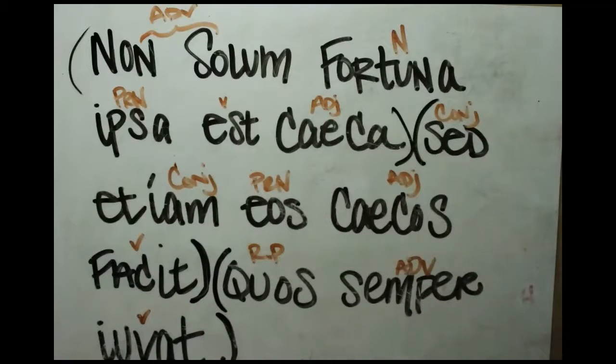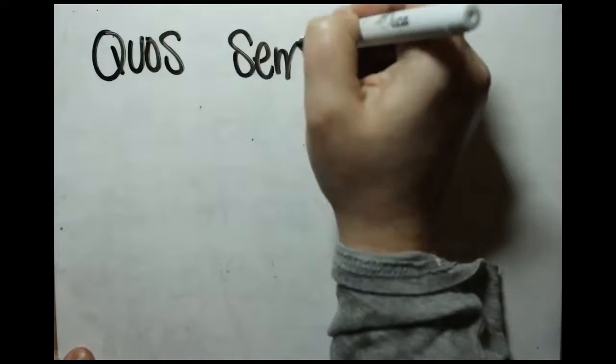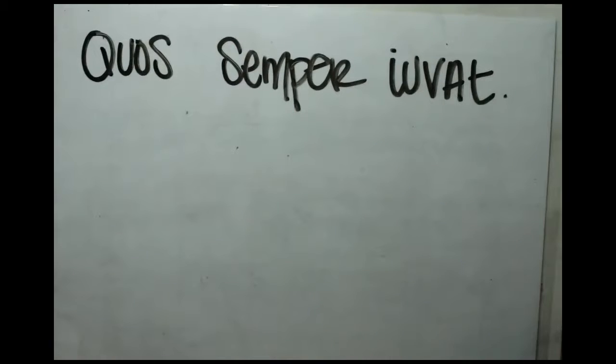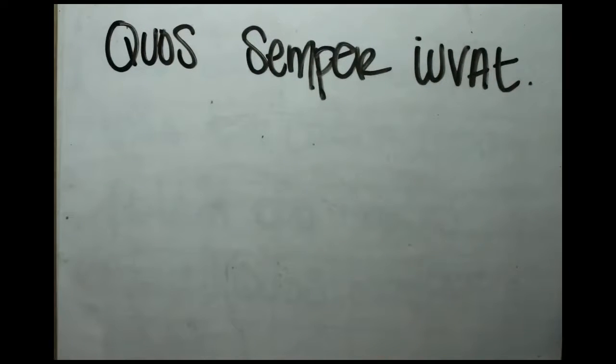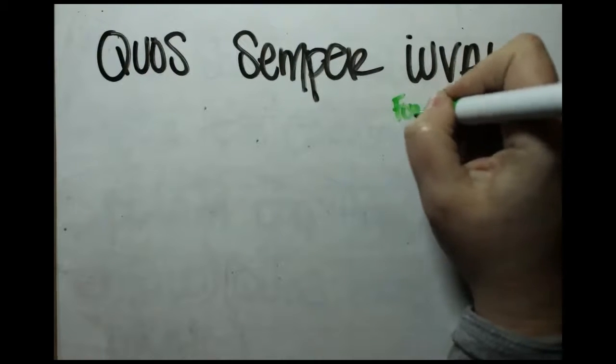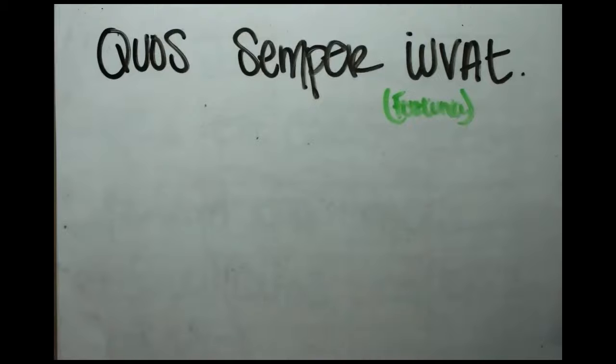Okay, let's do our last clause here and then put it all together. Quos semper iuvat. Okay. Subject of iuvat, that's going to be fortune again, because there's no other nominative form that's been stated. So Fortuna is the subject again. And then our verb here is iuvat, right?